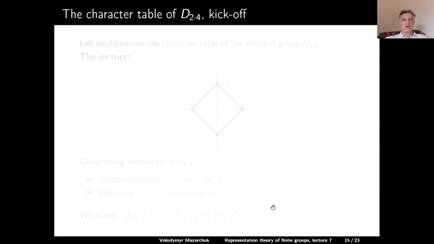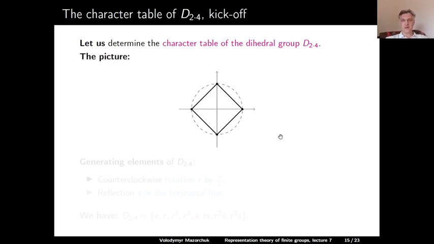Let us now compute the character table of the dihedral group D 2 times 4. So this will take some time because, in order to do this, we actually need to classify simple modules over this group. So recall that this group is a group of linear symmetries of the square inscribed in the unit circle in R2, such that one of the vertices of the square coincides with the point 1,0. So these are linear symmetries of this picture.